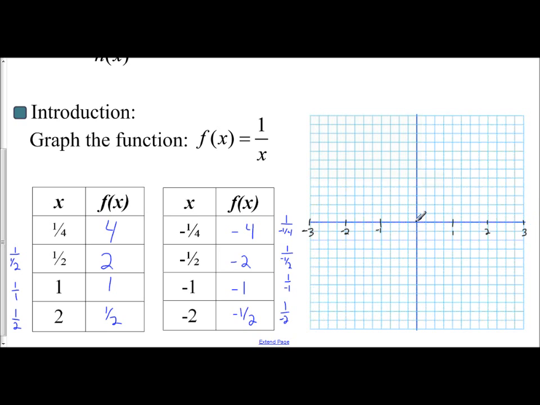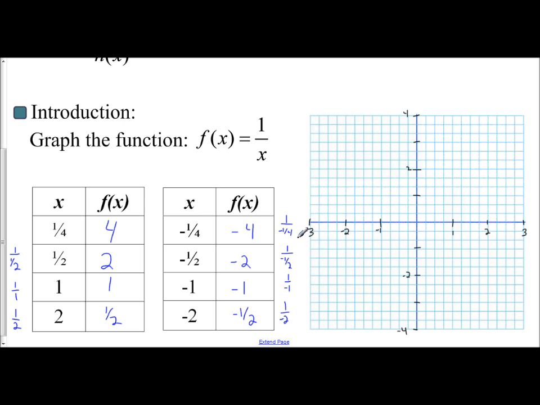Now on my y-axis, I'm going to use a different interval. I'm going to go up by 1s. So here's 1. Here's 2. And then we have here's 3. And here's 4. Same thing, I'm going to go down. Here's negative 1. Here's negative 2. Here's negative 3 and negative 4.